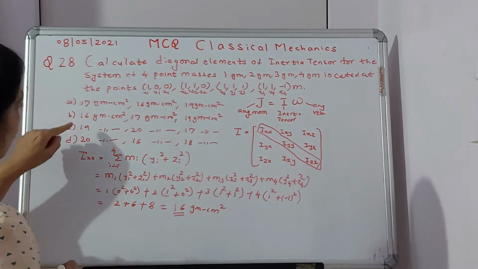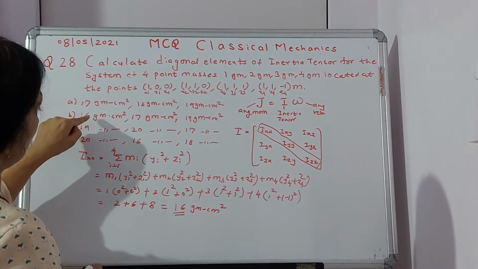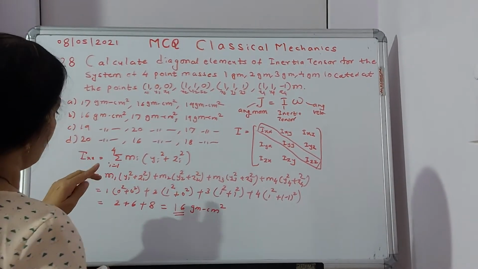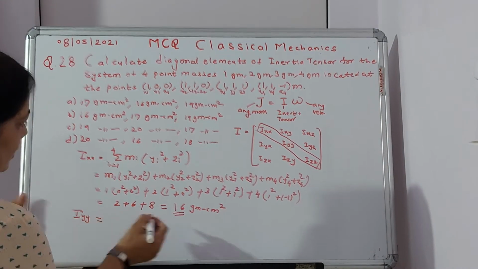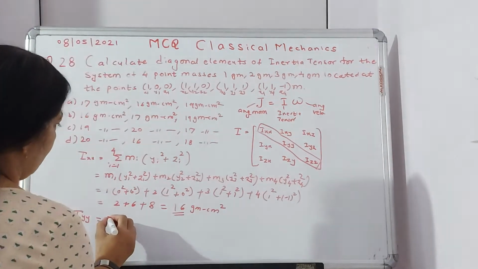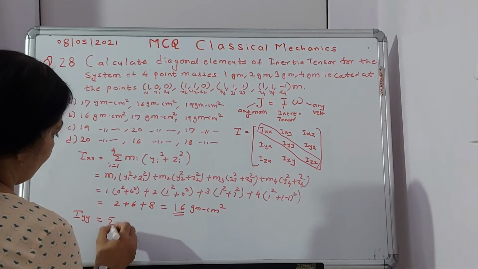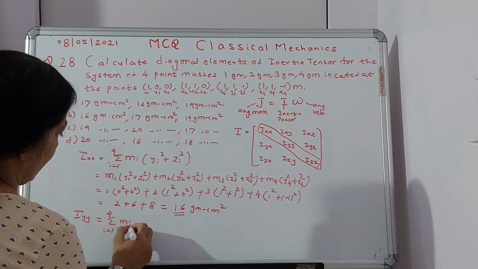Correct. So only one option has got 16 gram centimeter square. But still you can confirm with your Iyy. I'll just give you the hint. You can try on your own. So this is my summation i equals 1 to 4 mi.